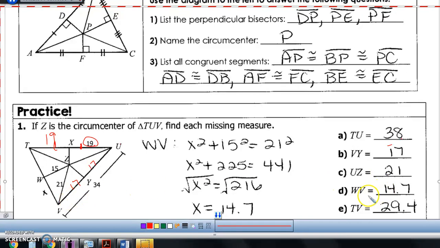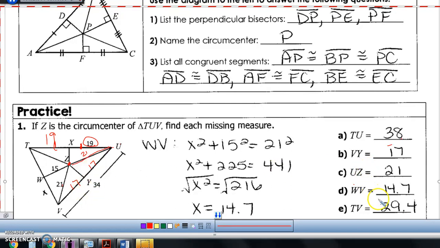Everybody with me so far? And then it asks you for UZ. So let's look at UZ. UZ is here. From the vertex to the circumcenter. And remember, all of those are the same length. So if this one's 21, this one's 21.